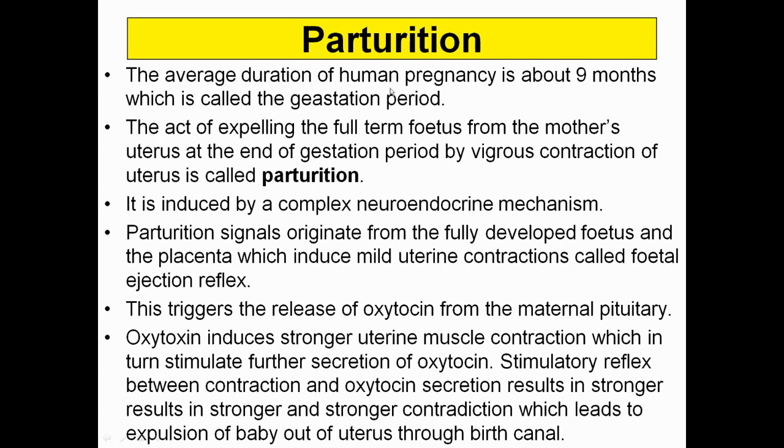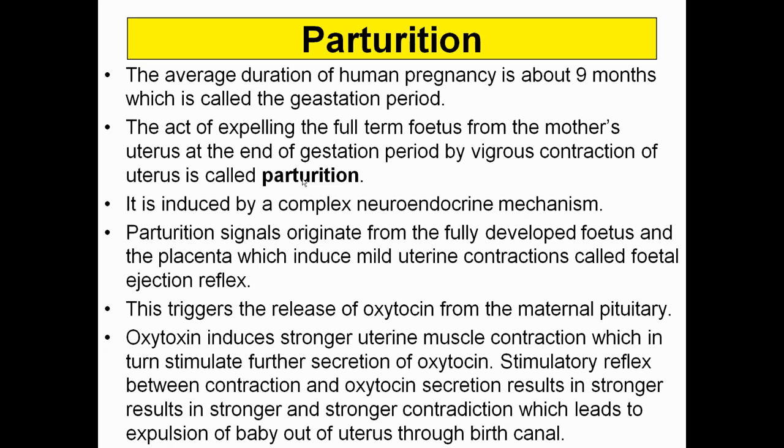Now, the delivery is referred to as parturition. The average duration of female pregnancy is about 9 months, which is referred to as the gestation period. And the act of expelling the full-term fetus from the mother's uterus at the end of the gestation period by vigorous contraction of the uterus is referred to as parturition.